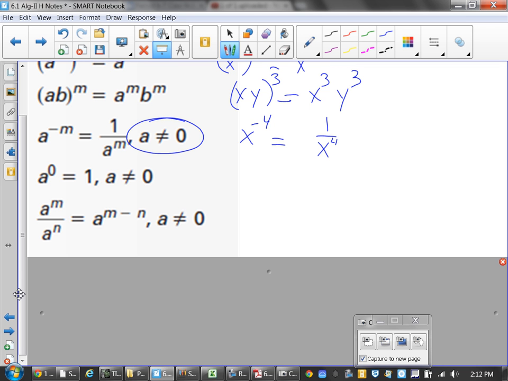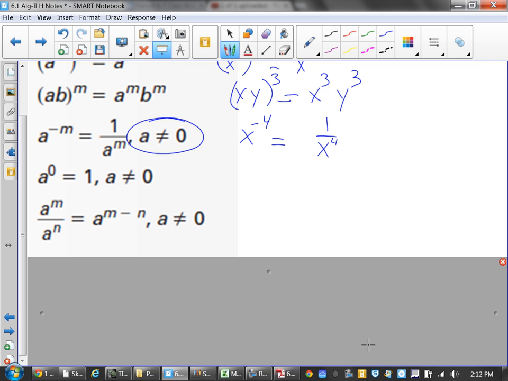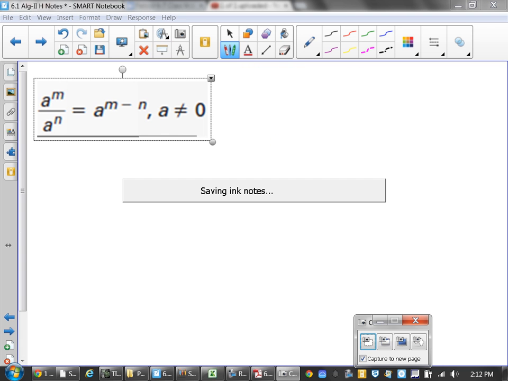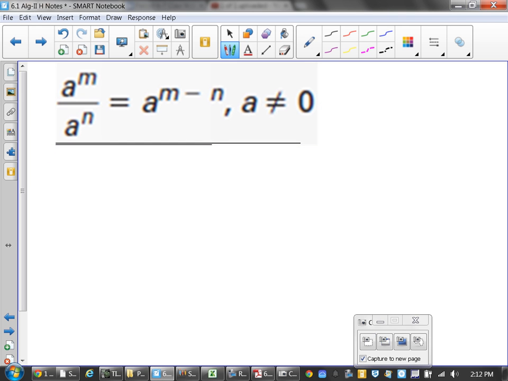Now, this next one, I don't like to use what they show here in the book. When you have the same base and different exponents and you're dividing, they always say take the numerator's exponent and subtract the bottom one. I like to do it a little bit differently. I like to play the game of war.